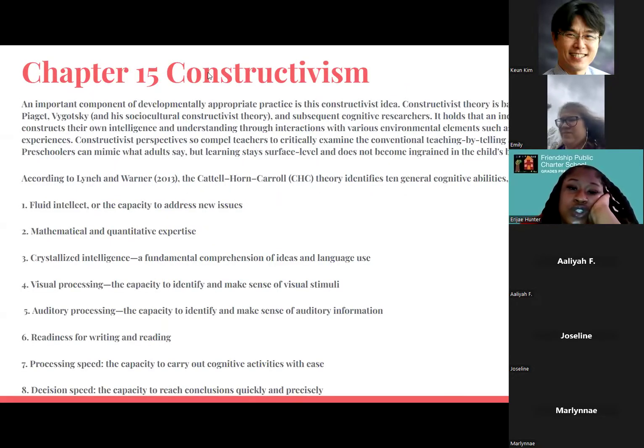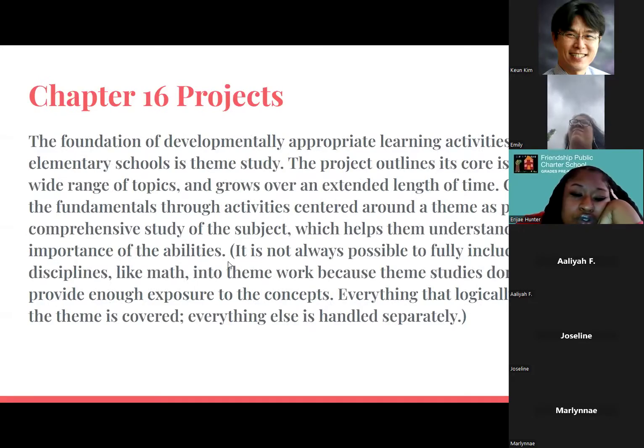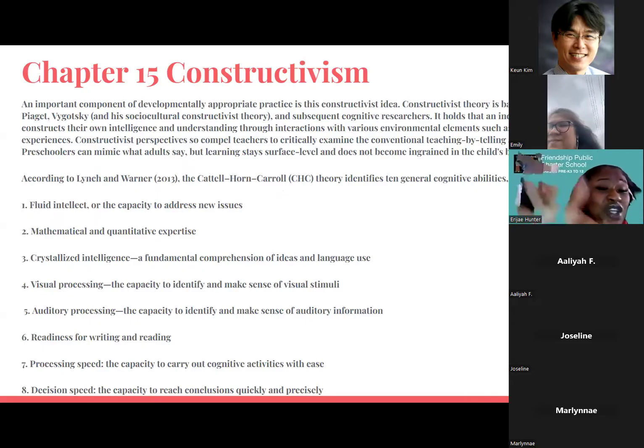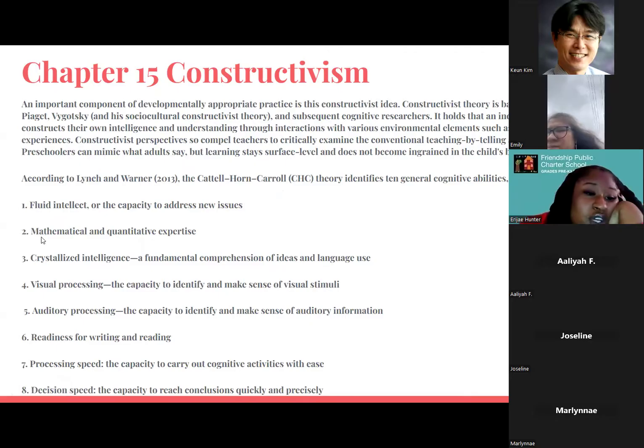So chapter 15 also went into constructivism. Again, Piaget has a lot to do with chapters 15 and 16. But here are a few cognitive abilities according to Lynch and Warner. I don't really know who that is, but here are a few: mathematical and quantitative expertise, visual processing, the capacity to identify and make sense of visual stimuli, readiness for reading and writing, decision speed, fluid intellect. These are a few of the 10 general cognitive abilities that students should have.